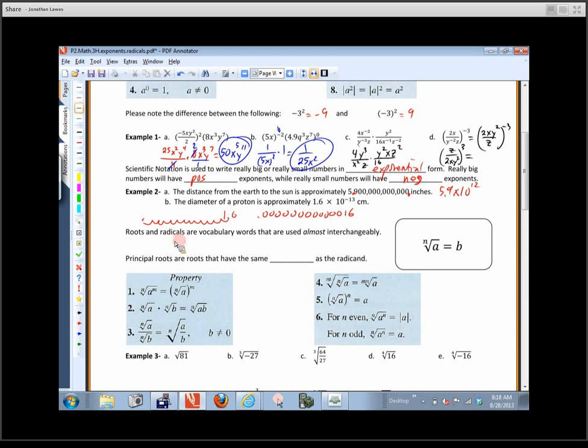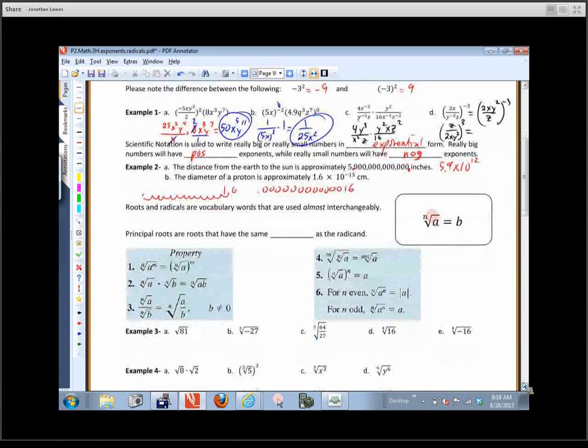Roots and radicals. There's some vocabulary words that you've heard before. We kind of use them interchangeably, and you should know what the distinctions are. That symbol right there is called a radical sign. Did anybody catch in their reading what that little number in the little crook of the radical sign is? The index. Very good. Noah got it. It's called an index.